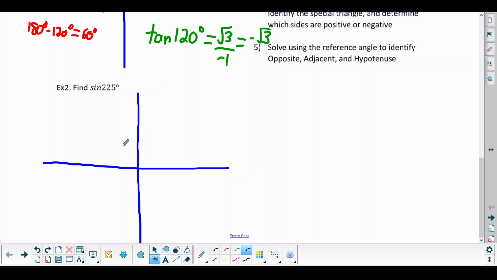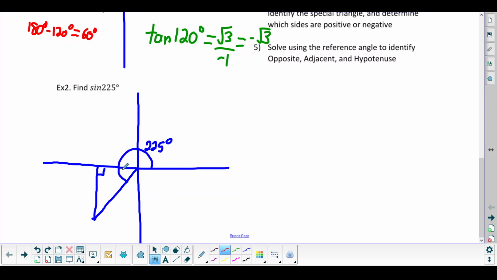So that's going to be 90, 180. Here would be 270, so it's got to be in between. So let's draw it around. And something like that. 225 degrees. Okay. Now we want to draw our right angle triangle to the x-axis. It's right angle. We need to find our reference angle.